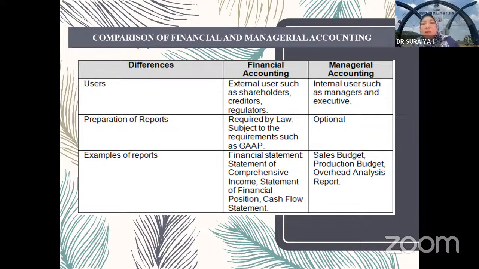While in managerial accounting, our management accountant has to provide information to the internal users. Who are the internal users? Here the internal users include the managers, the CEO, the board of directors, and so on. Because that's why we do have planning and controlling. Controlling by who? Inside managers, to the directors, for something that they have to act on.